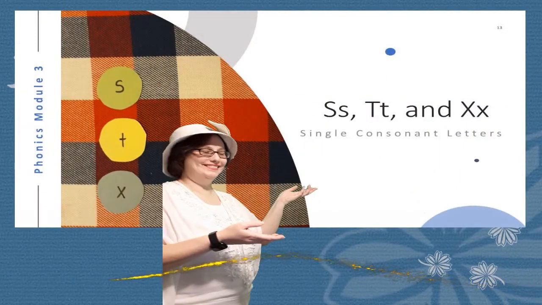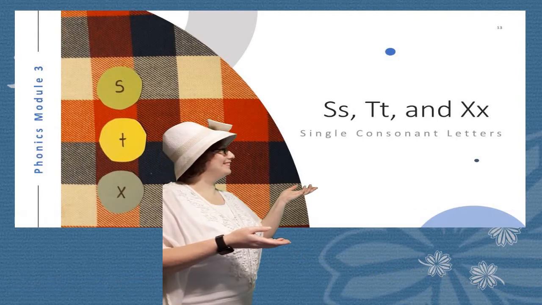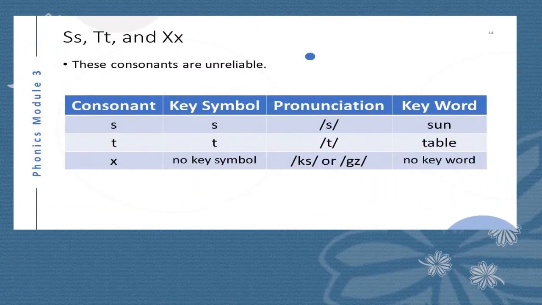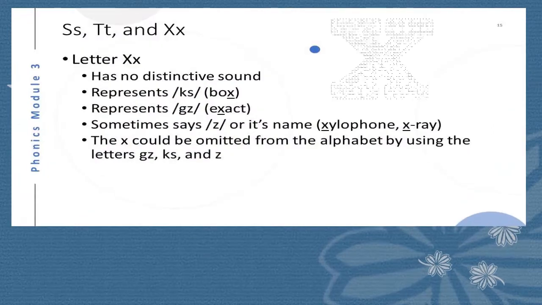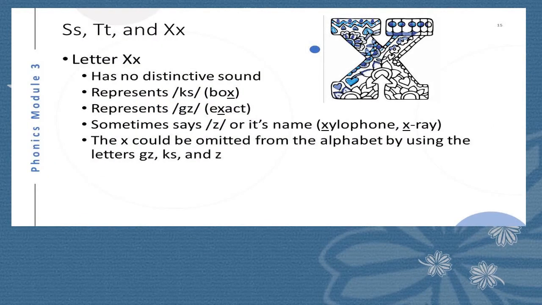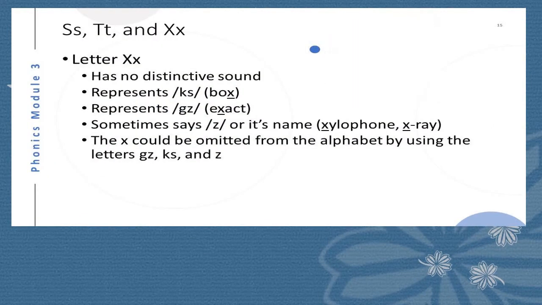Finally, the consonants S, T, and X. The three consonants S, T, and X are unreliable. You cannot assume that when you see one of them in a word, you will hear the same phoneme as that in its key word. The letter X has no key symbol because it has no distinctive sound of its own. It represents sounds we associate with other key symbols.